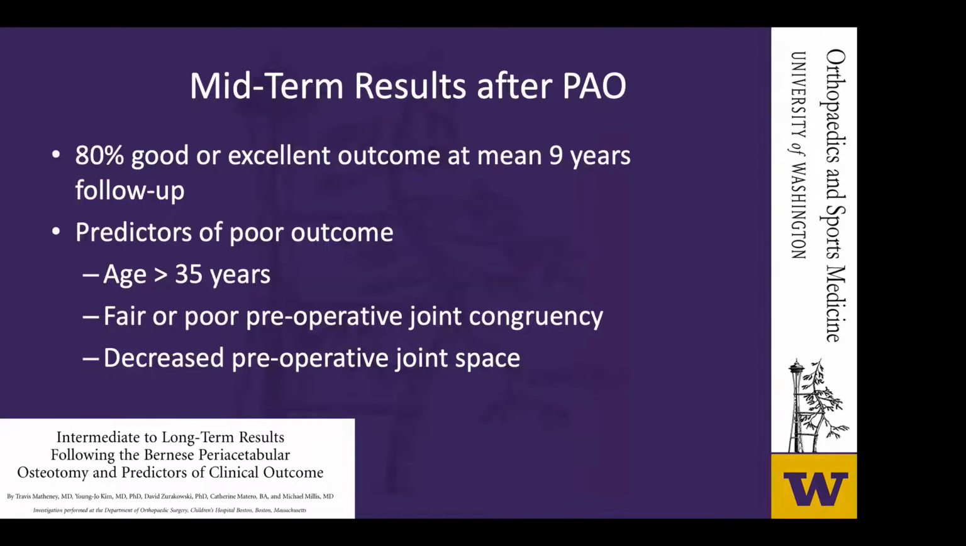At 9-year follow-up, 80% of patients reported good or excellent results. Risk factors for a suboptimal outcome included older age, with those over 35 years more likely to have progressed to total hip replacement, poor joint congruency, and joint space narrowing that was present preoperatively.